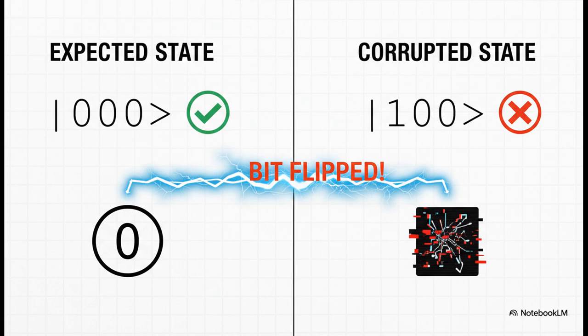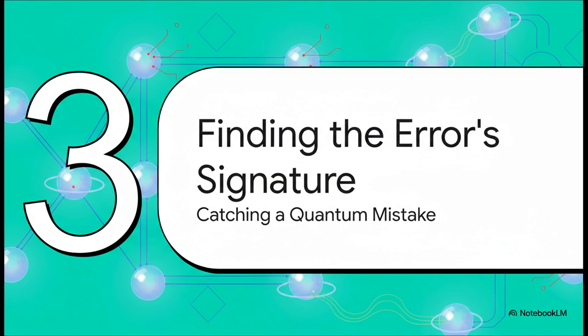Instead of that clean, 000 state we expected, the noise corrupted it into 100. Our first qubit flipped. Our calculation is officially wrong. Now imagine this in a huge, complex algorithm. A single error like this could throw the entire thing off. So how do we even detect that an error happened?